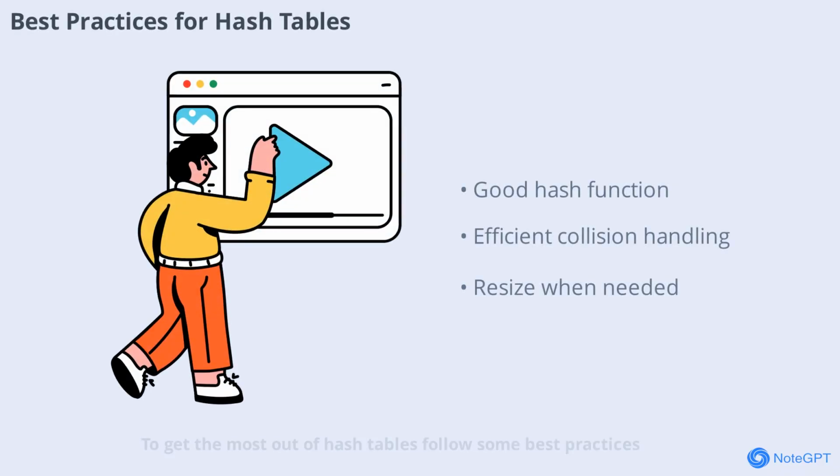To get the most out of hash tables, follow some best practices. Choose a good hash function, handle collisions efficiently, and resize the table when needed. Avoid using hash tables for ordered data or when you need to store duplicate keys. By following these guidelines, you can ensure your hash tables remain fast, efficient, and reliable.